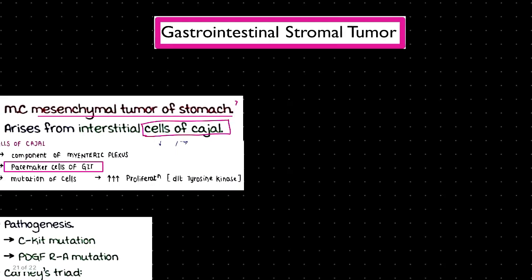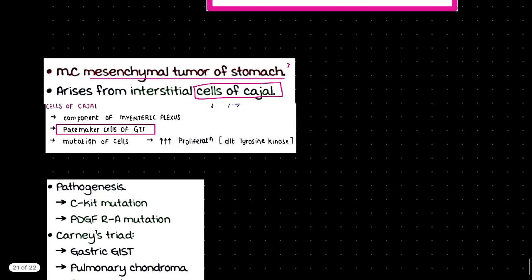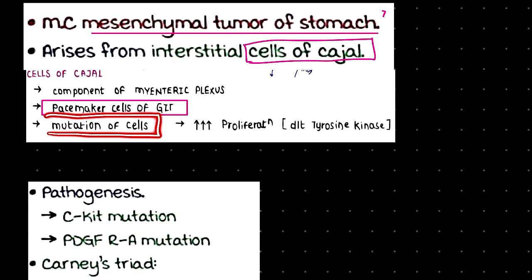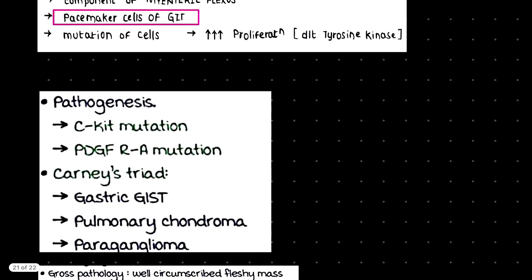Since we have said that this mesenchymal tumor of the stomach arises from the pacemaker cells of the GIT, that is the cells of Cajal, there will be a mutation in these cells, right? Because of the mutation there will be an increase in proliferation, an increase in the number of cells, especially due to overactivity of tyrosine kinase. It is so important, we need to memorize this, that the main cause of this gastrointestinal stromal tumor is tyrosine kinase.